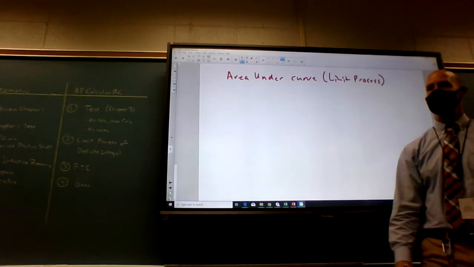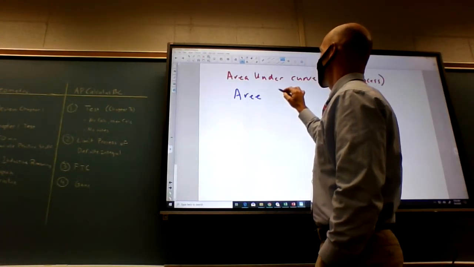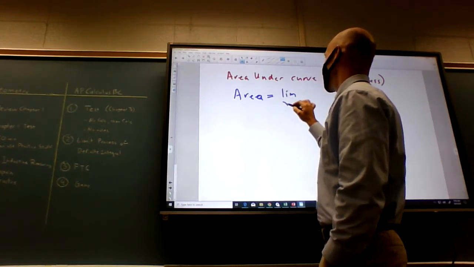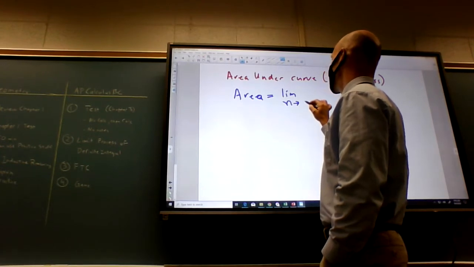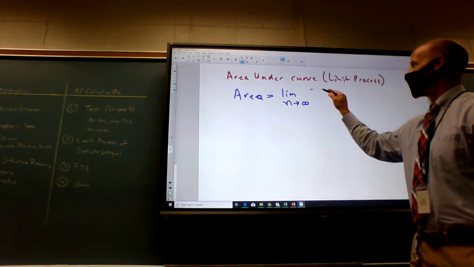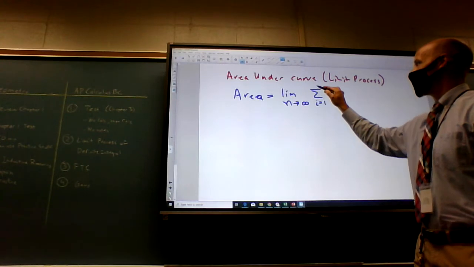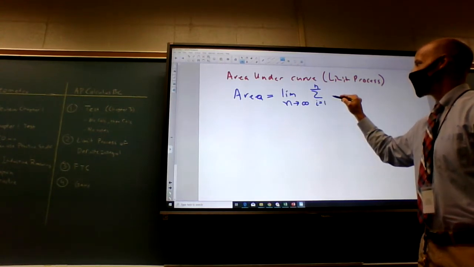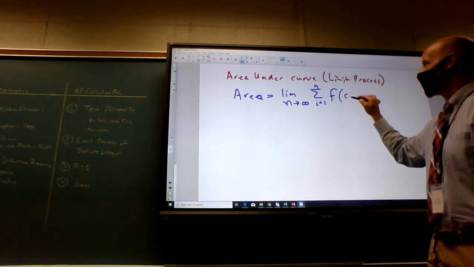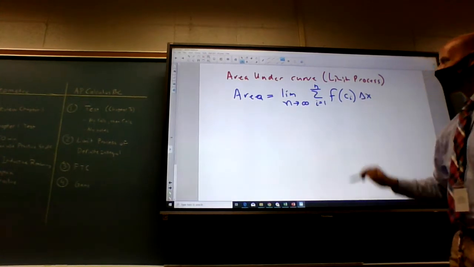Oh yeah. So the area would be delta x. Okay, like that. The area, if I can spell area right, is the limit as n goes to infinity of the summation, i equals 1 to n, of f of c sub i delta x. Oh, I was so wrong.